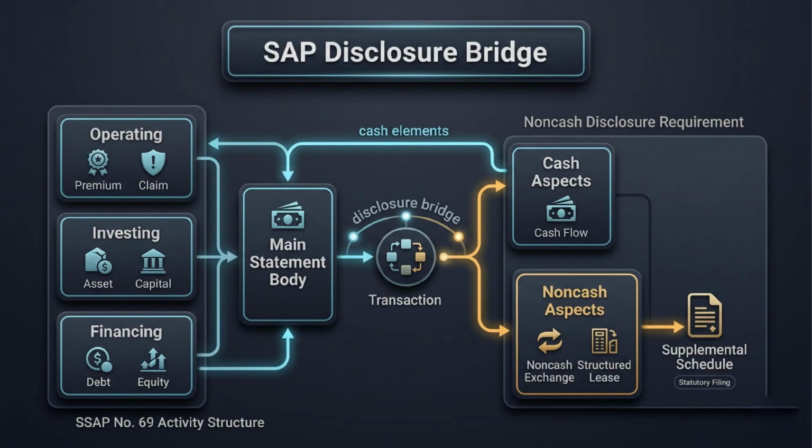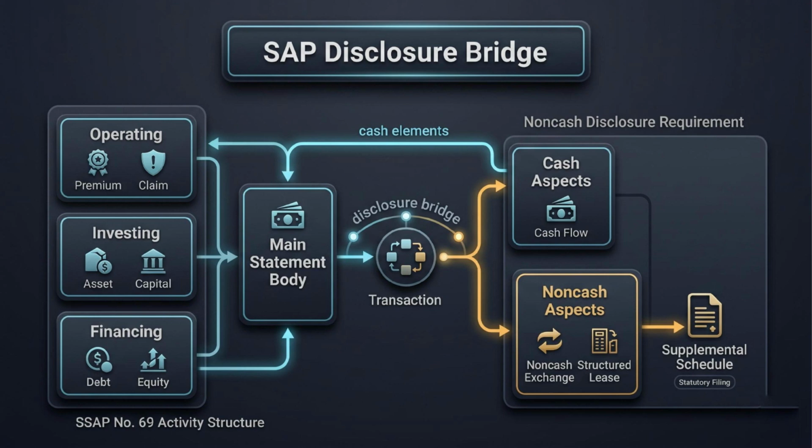The SAP disclosure bridge is also important. SSAP number 69 uses an activity structure with operating, investing, and financing categories, but with an insurance reporting orientation. Operating activities may include core insurance operations such as premiums received and claims paid. Investing activities include investment purchases, sales, and capital asset transactions. Financing activities include debt issuance, repayment, and owner equity transactions.